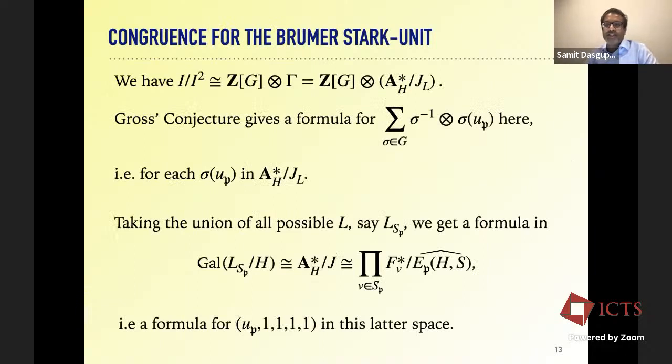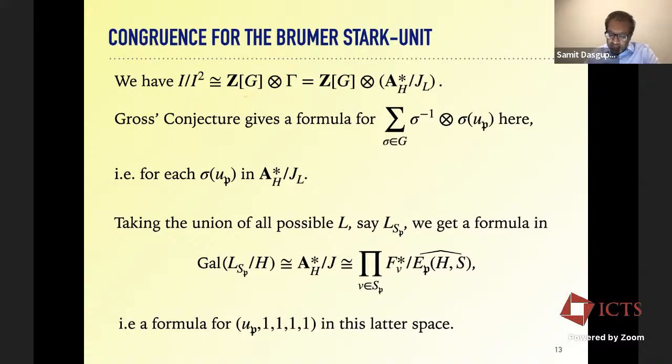So what is this saying? Let's try to unwrap this a little bit. What is I mod I squared? For those of you who have thought about Mazur-Tate type conjectures, or this conjecture of Gross before, this I mod I squared is a very familiar thing that comes up. You can say that I mod I squared is isomorphic to the group ring of G tensored with gamma. So an element of I mod I squared is just a bunch of elements of gamma indexed by the group ring.